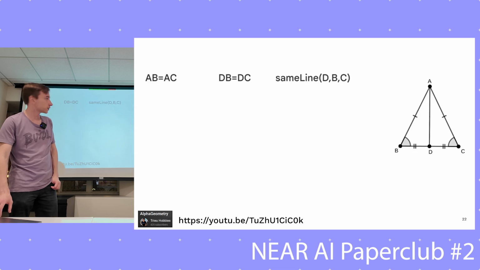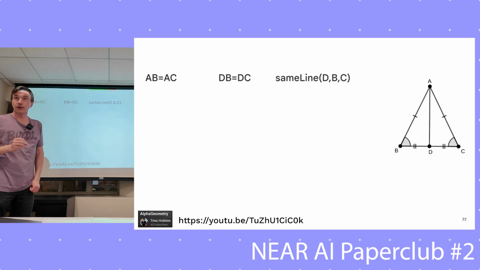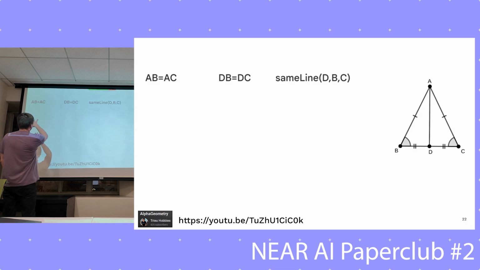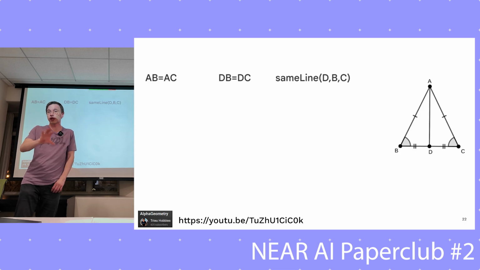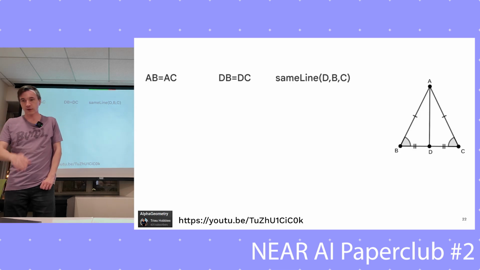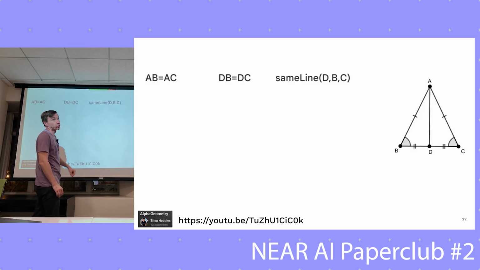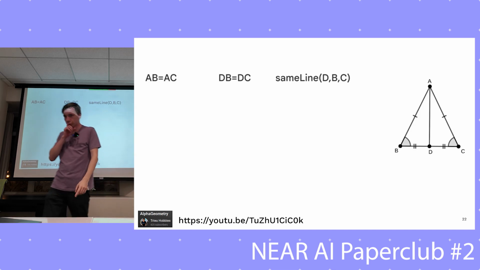The way they do it is very interesting. They generate a very large synthetic data set, and the way they do that is they begin by proposing, just by constructing a bunch of random stuff, right? They will say, hey, we have two segments, AB and AC, and they are equal. We have another point D, DB and DC are equal, and moreover, D, B and C are on the same line. If they're not on the same line, the first two statements can still be true, right? Like you can imagine if I pull D below, I would still have AB equal to AC and BD equal to DC, but it will not be on the same line.